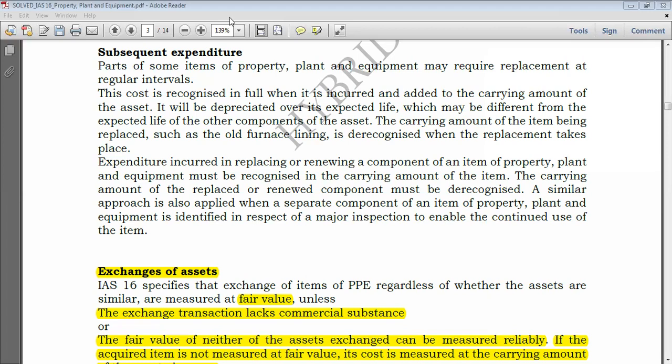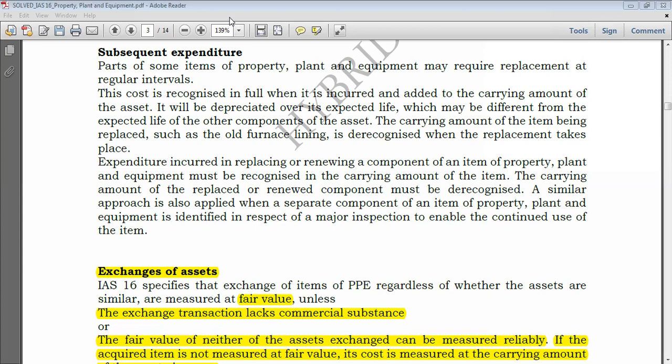I hope you know what I mean by capitalize. By capitalizing, you increase the cost, the value of the asset, instead of expensing it. Expenditures all involve debit entries, but should I debit the asset or should I debit the expense in the statement of profit or loss? The asset stays in the statement of financial position. So if you capitalize, that means the expenditure is taken directly to the statement of financial position. But if you expense it, the expenditure is recognized in profit or loss.